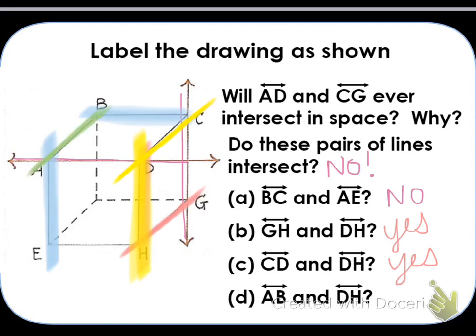So AB and DH do not intersect. The one's going on the top along the lines and the other one's going top to bottom on that DH line. Okay, so will they intersect? No.